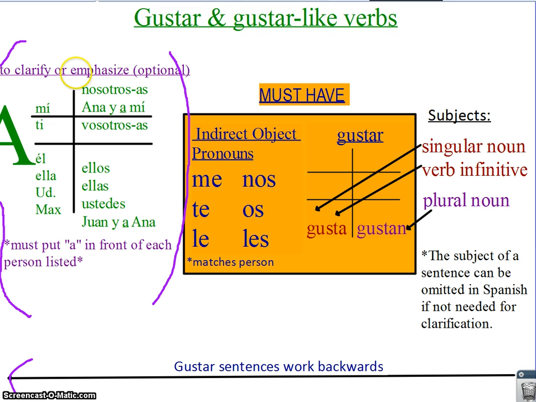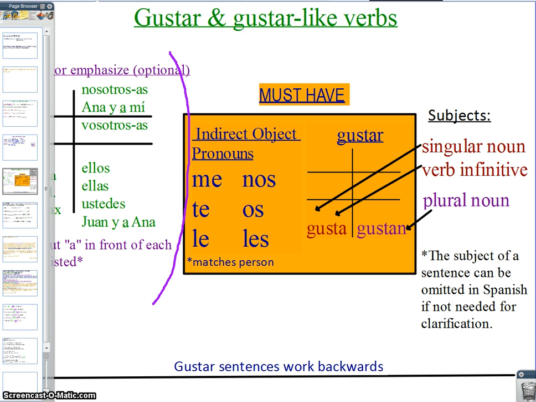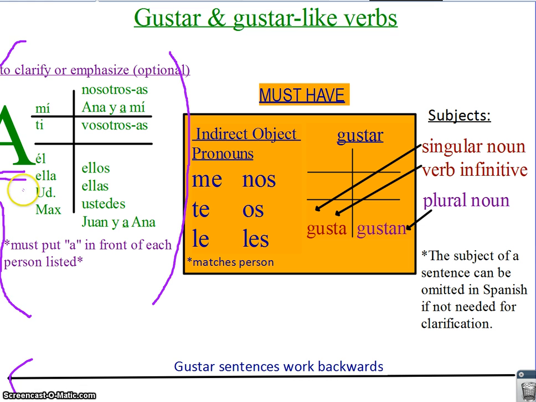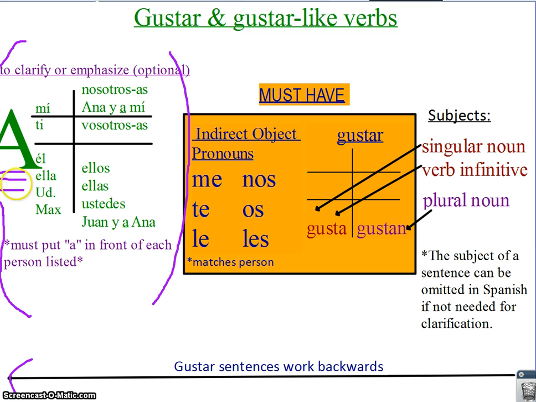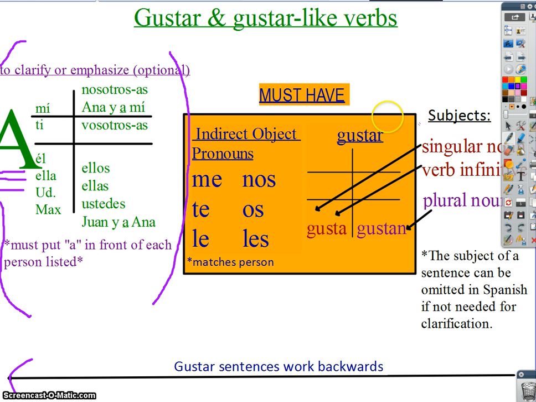To clarify or emphasize, and this part's optional, you have to put the letter A, a big A over here. You can hardly see it. Let me see if I can move that a little bit more into frame. So you put a in front of mí. Remember, you can't say a yo, you say a mí. That has an accent. You can't say a tú, you must say a ti. That one does not have an accent.